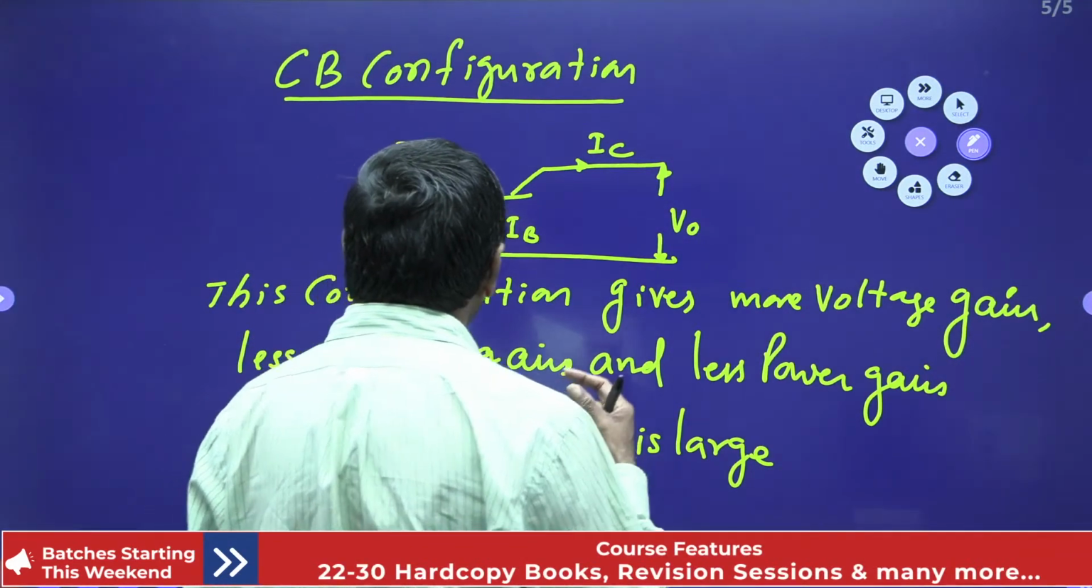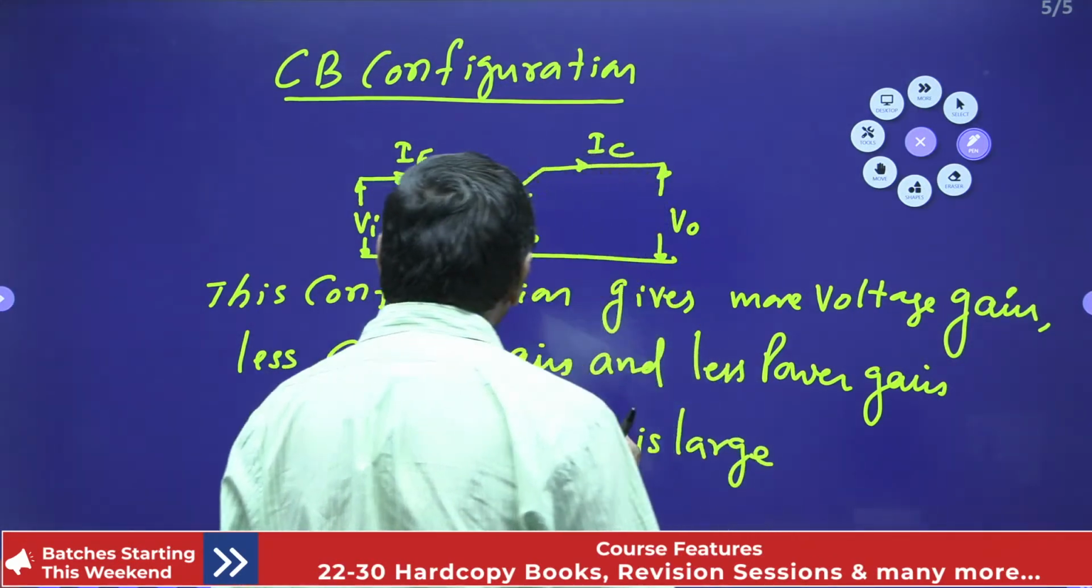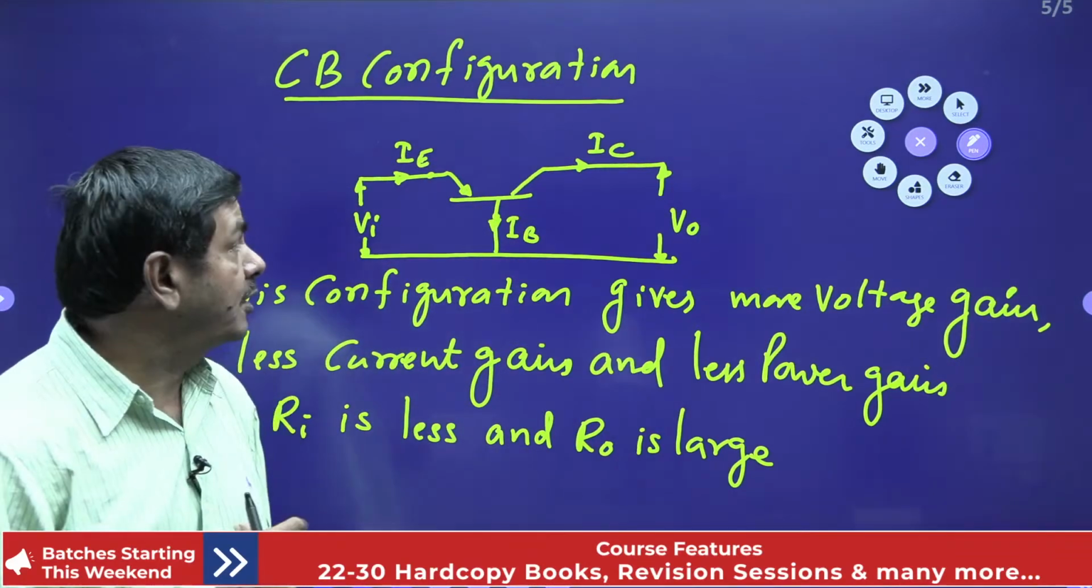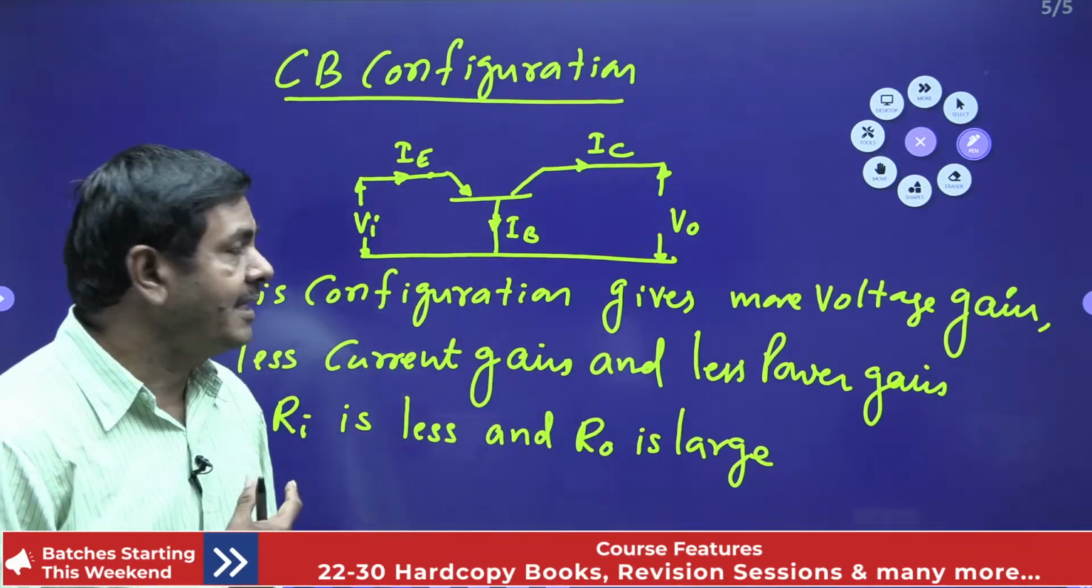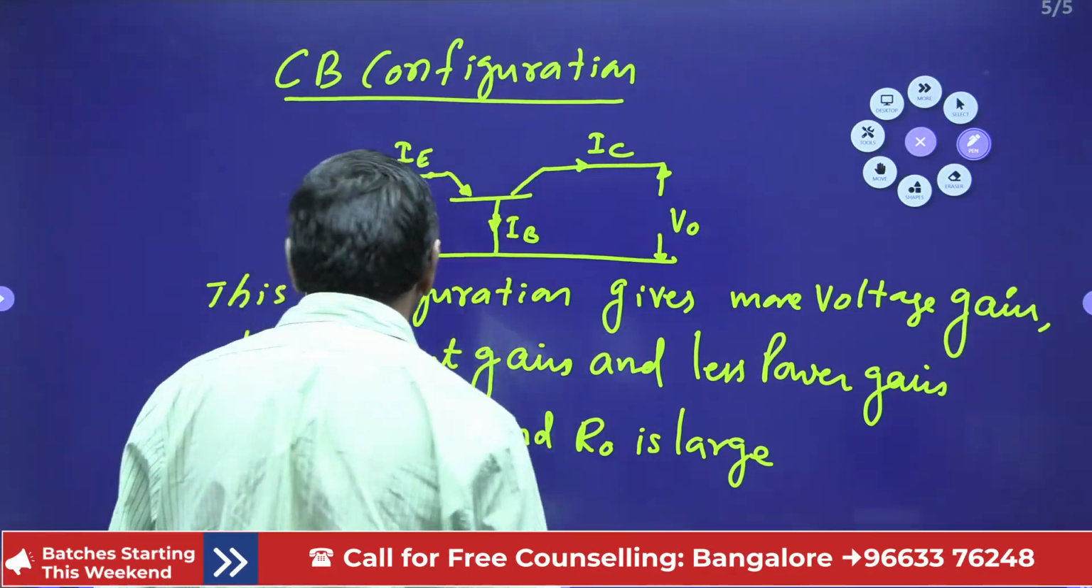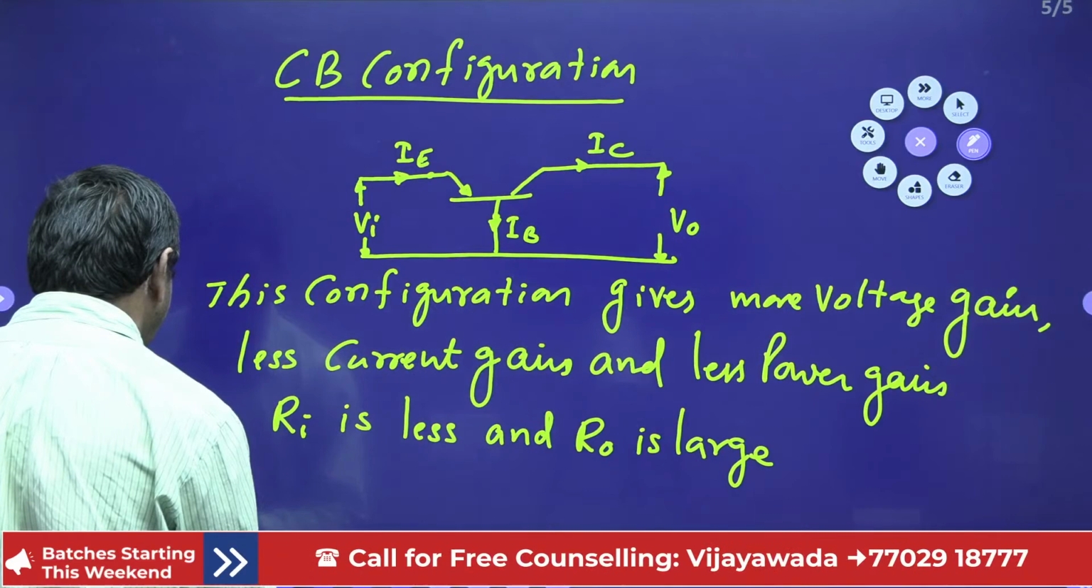Current amplification, how to find out? Current amplification factor means what is the meaning? Output current by input current only. IC by IE can be taken as a current amplification factor. I can write one point.